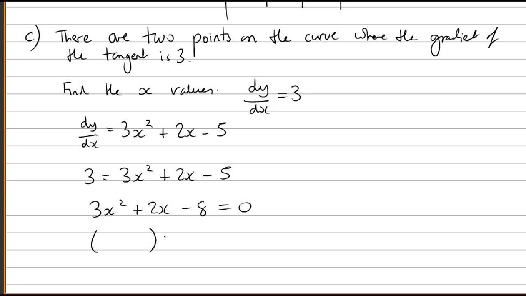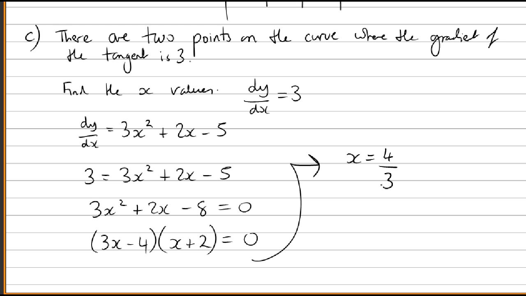Now this will factorise. I'll leave you to do the working out, but it works out as 3x minus 4 multiplied by x plus 2. So our two x values are x equals 4/3 or x equals minus 2, and that's the answer to part C.